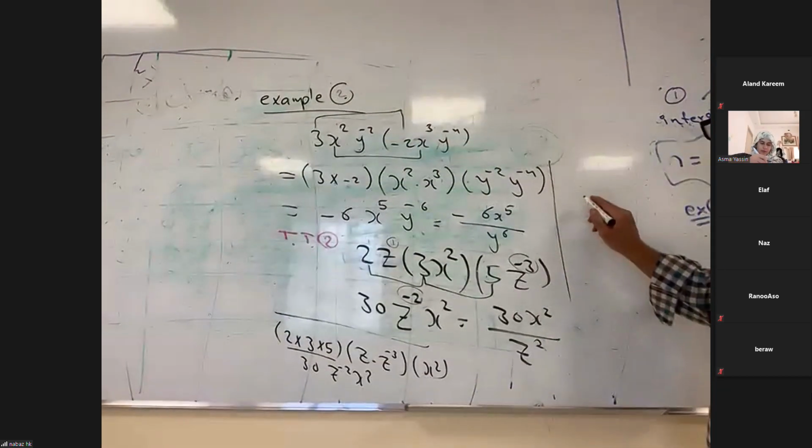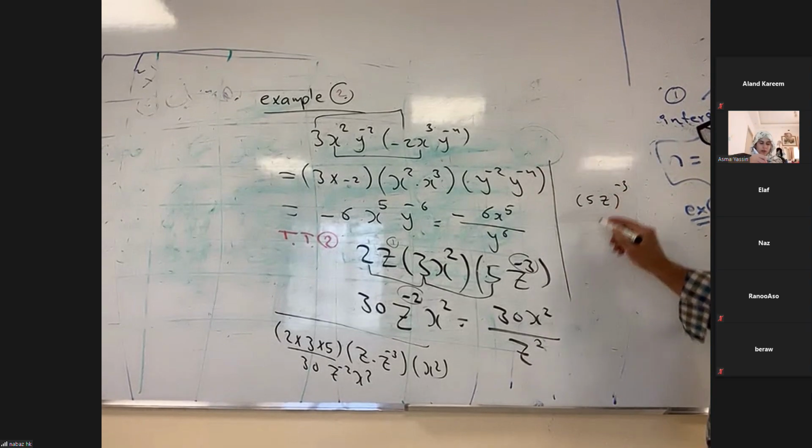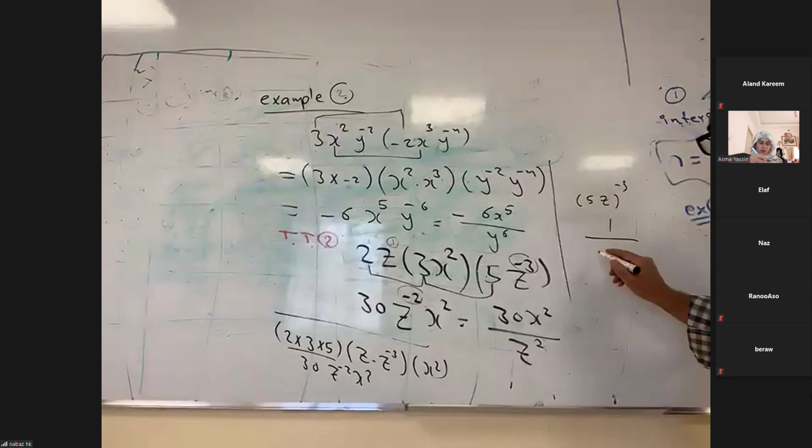5 to the power z to the power negative 3 becomes 1 over 5 z to the power 3.